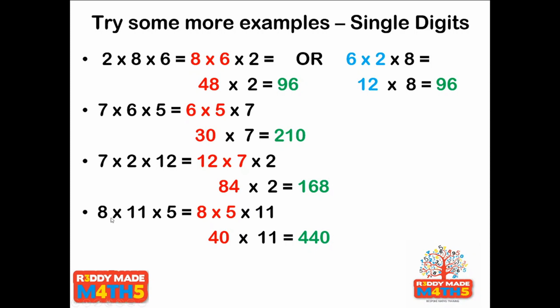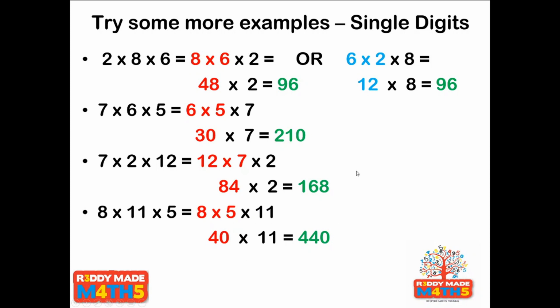The last one, again, we've got an 8 and we've got a 5. So let's get those numbers together. 8 times 5, that's going to give us 40. We multiply that by 11. Again, we know 11 times 4 is 44. So 11 times 40 is 440.